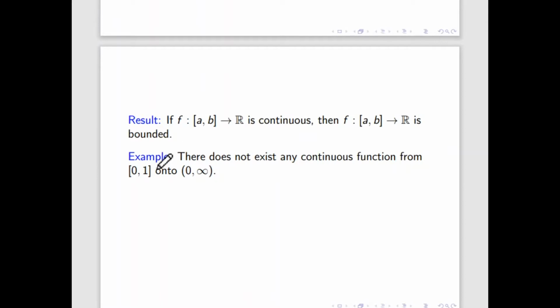For this example, you have to write that we know the domain of the function is the closed interval 0 to 1, and the function is continuous. That means it should be bounded. But here the interval 0 to infinity is not bounded, so we cannot get any onto continuous function from the closed interval 0, 1 to 0 to infinity.